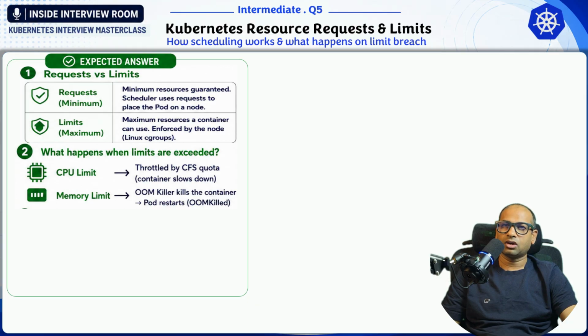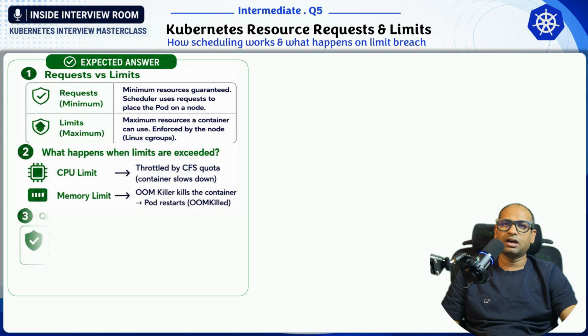CPU limits are throttled by the CFS quota, and the container stays running. For the memory limit, the out-of-memory killer kills the container or restarts it with the error OOM.